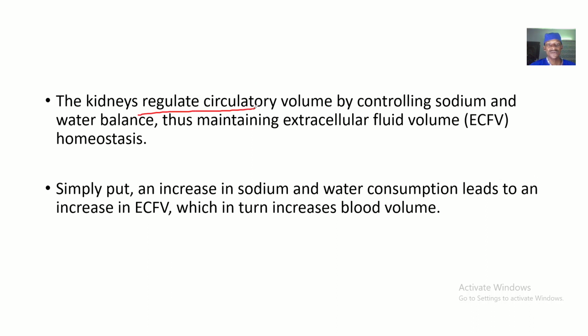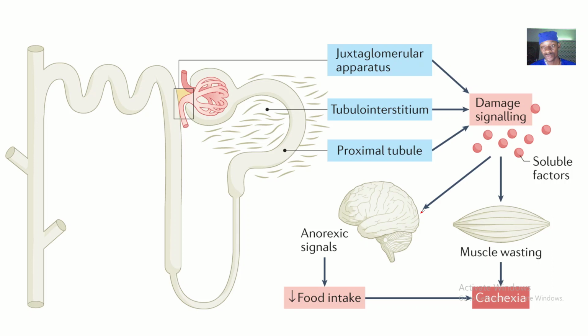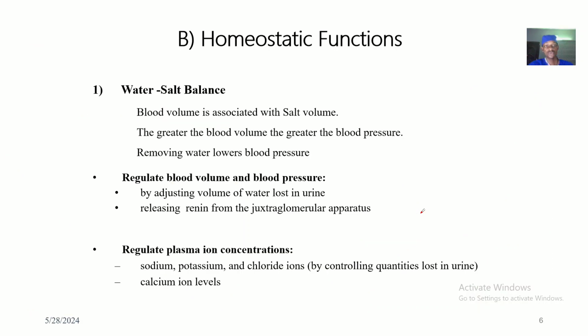The kidney regulates circulatory volume by controlling sodium and water balance, thus maintaining extracellular fluid volume homeostasis. Simply put, an increase in sodium or water consumption leads to an increase in extracellular fluid volume, which in turn increases blood volume. This is just linking up how the kidney maintains homeostasis.